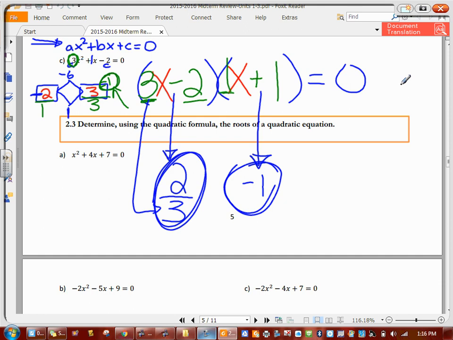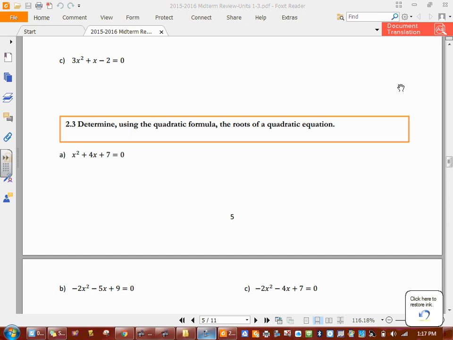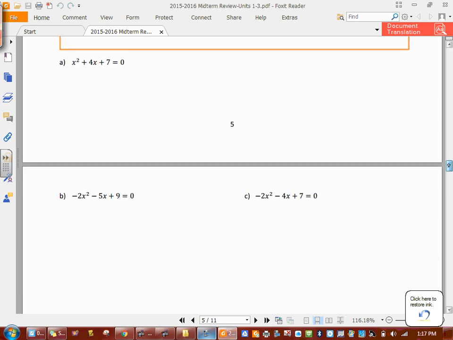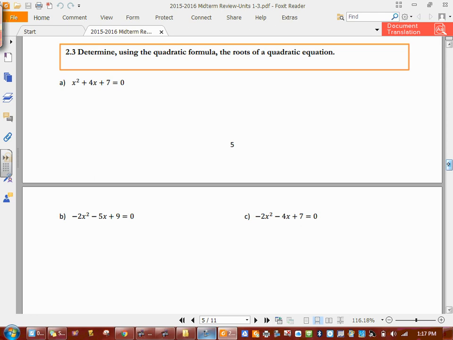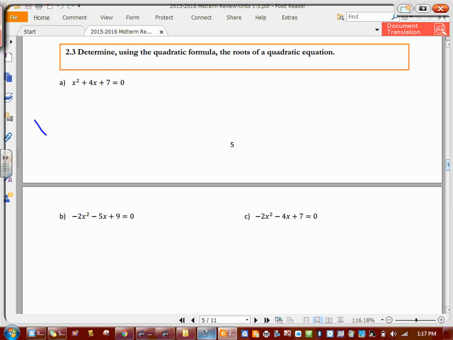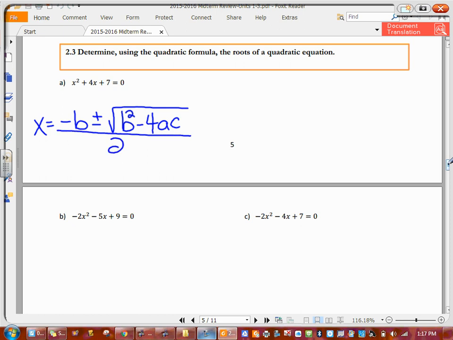I will write the quadratic formula up for you so that we always have it. You never have to memorize it. You will always be given it. It is x equals negative b plus and minus square root b squared minus 4ac, all divided by 2a. Now be careful. A lot of people are only dividing the radical part by the 2a. It's the entire top that divides by the 2a, so be very careful about that.